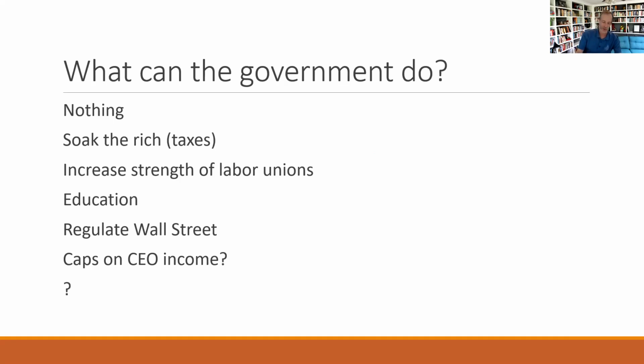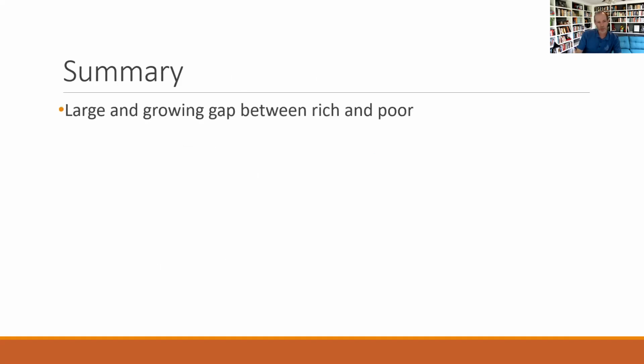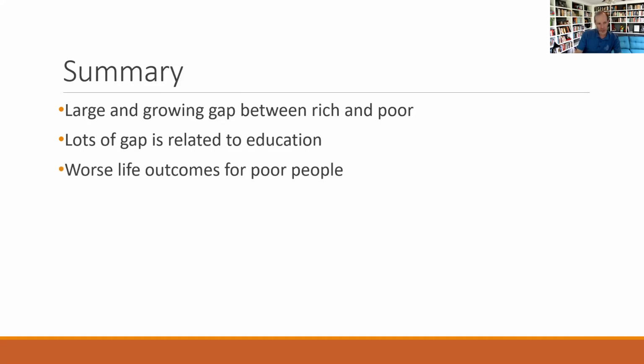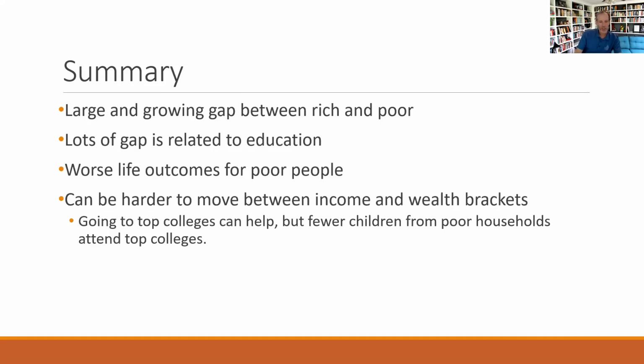Again, if this were a class, we would talk about all sorts of ideas. To sum up, we have a large and growing gap between the rich and poor, whether we look at income inequality or wealth inequality. A lot of the gap is related to education. There are worse life outcomes for poor people, and it can potentially be harder to move between income and wealth brackets. Going to top colleges, education can help, but fewer children from lower income households attend the top colleges.